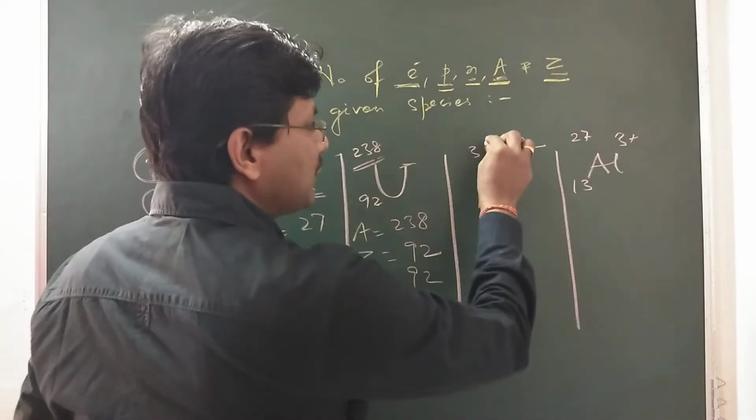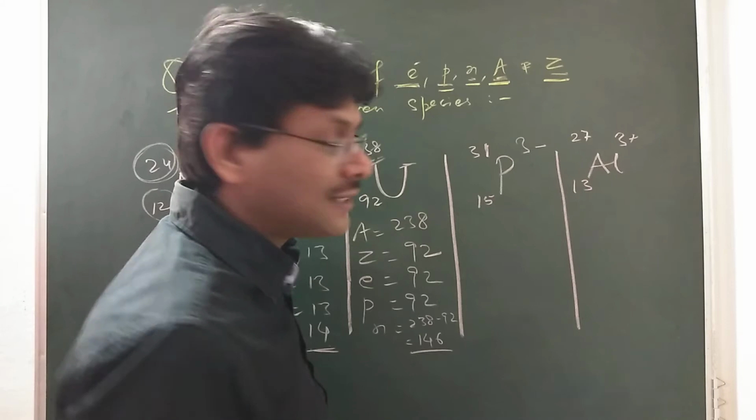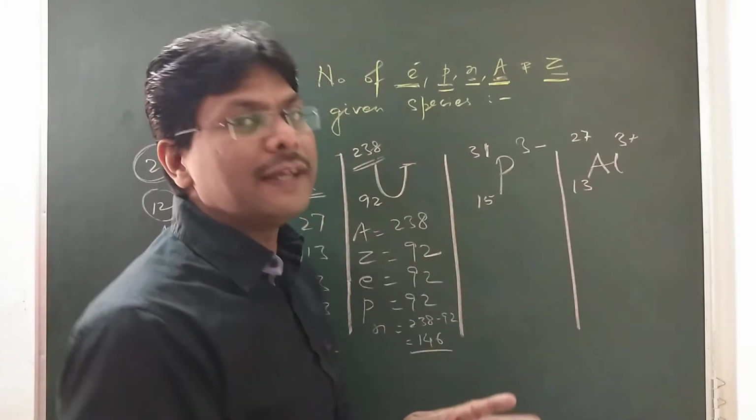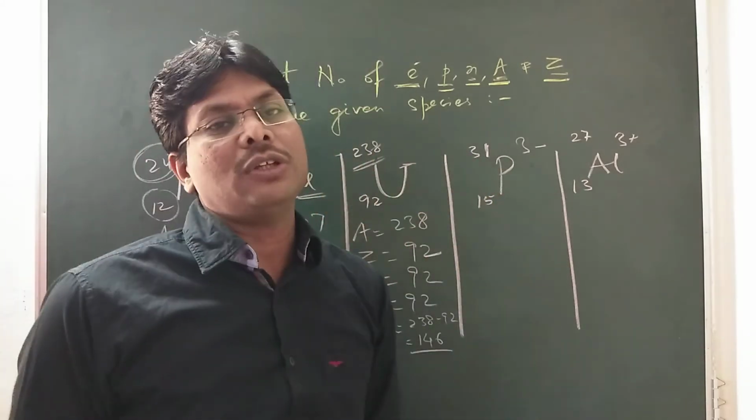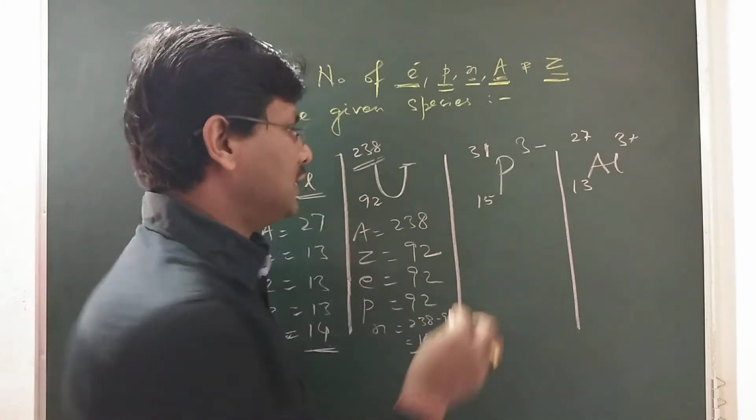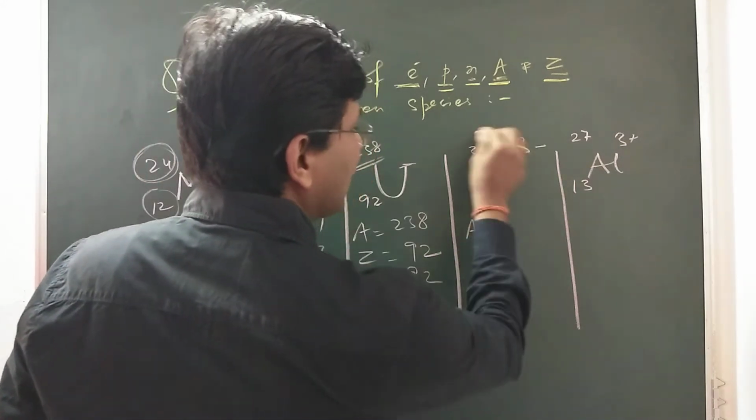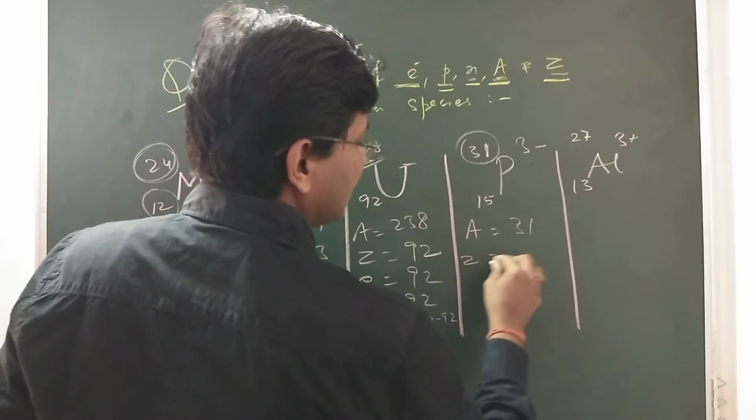Now moving to a species which has negative charge, that means it is an anion. The most important thing here is that only the number of electrons changes. So let's see, A remains 31, Z is 15.